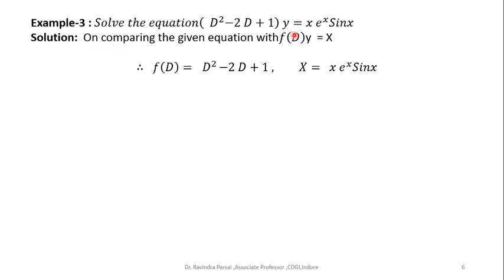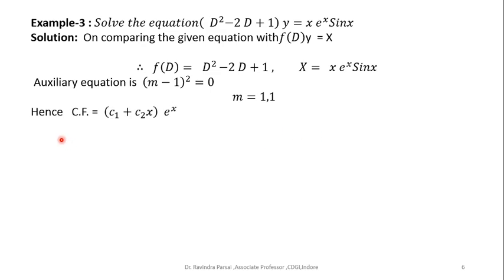On comparing the given equation with the standard form, you get f of D equal to D square minus 2D plus 1, and X equal to x e raised to x sin x. First, write down the auxiliary equation: m square minus 2m plus 1, using the expansion (a minus b) whole square equals a square minus 2ab plus b square. The roots are m equal to 1, 1, that is, repeated roots again. So how can you write the complementary function in this case? c1 plus c2x, e raised to x.